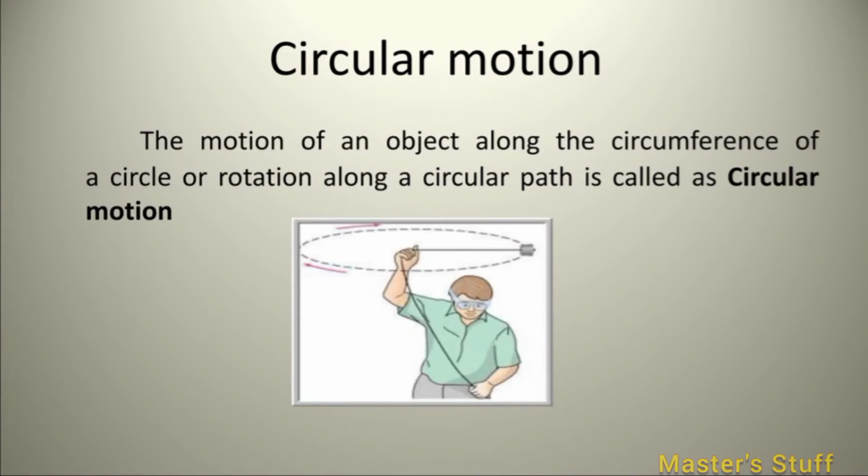Take a look at the image. The boy is moving the string with attached weight at the end in a circular way. This is an example of circular motion as it forms a curved path when it is in motion.